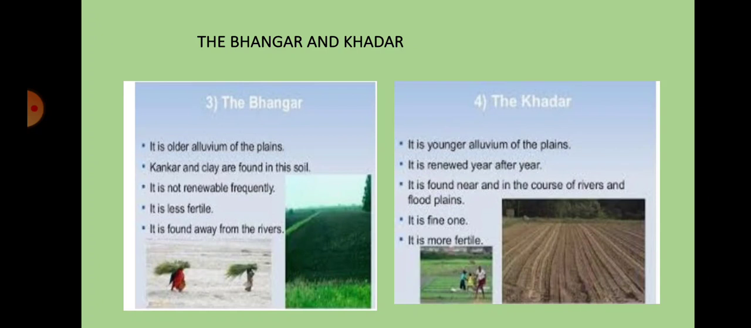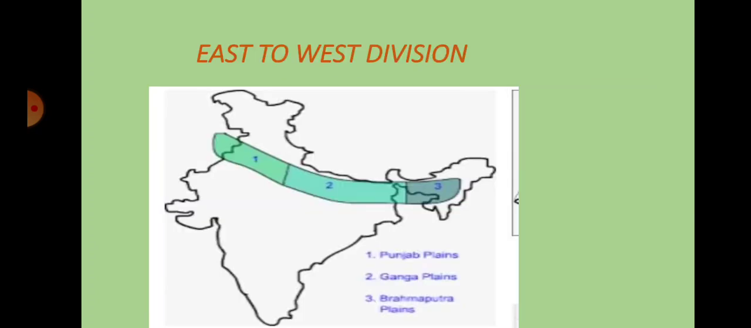Then the Bhangar. It is older alluvium of the plains. Kankar and clay are found in this soil. It is not renewed frequently. It is less fertile and it is found away from the rivers. And as far as the Khadar is concerned, it is younger alluvium of the plains, so it is very fertile even. It is renewed year after year. It is found near and in the course of rivers and floodplains. It is fine and it is more fertile as compared to the Bhangar.